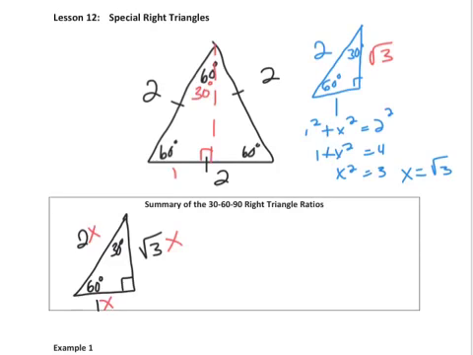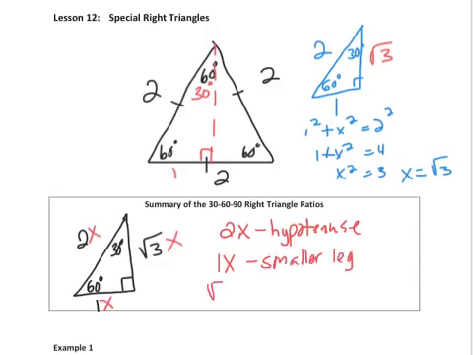So let's label some of these sides. The 2x is going to be the hypotenuse. And then if you look, we always have a short side and a long side. So the 1x is the smaller side, the smaller leg. And the radical 3x, remember radical 3 is the bigger number, is going to be the longer leg. And now we can solve some of these problems.